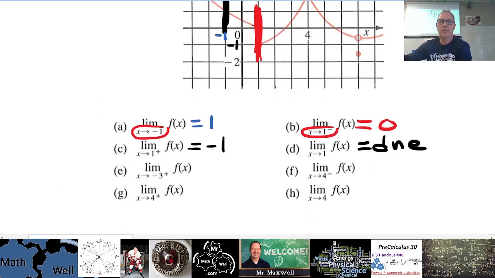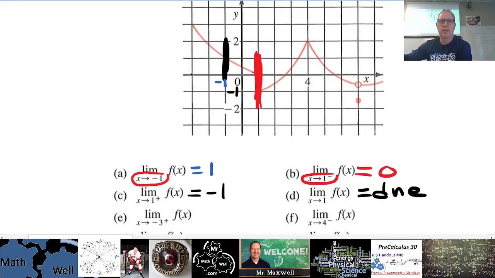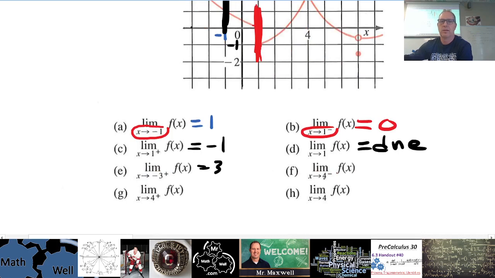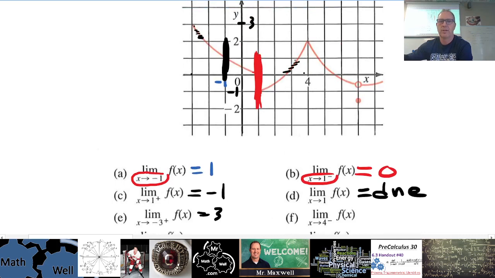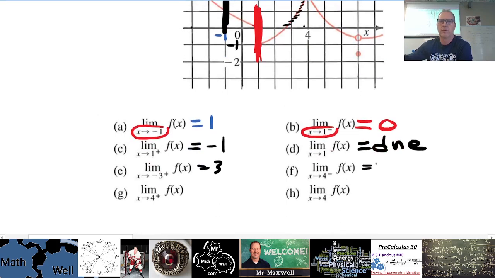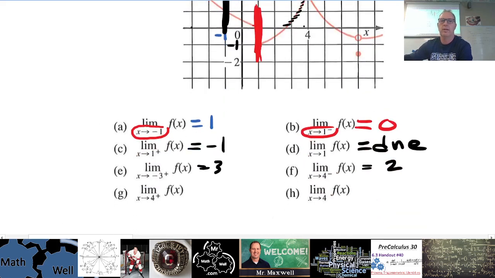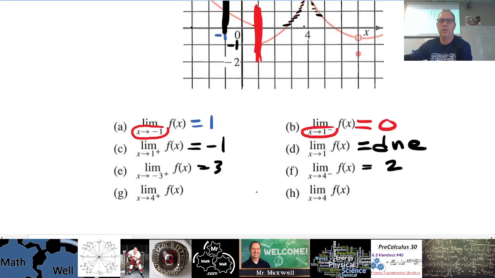So value of 3 here, -3. 1, 2, 3. Here's -3. From the right side, this is the graph approaching, looks like y of 3. x approaches 4 from the left. Okay, it looks like it's approaching a value of 2. Yeah, I think that's 2 there. That's a 2. Good. And 4 from the right looks like it's approaching 2 as well.